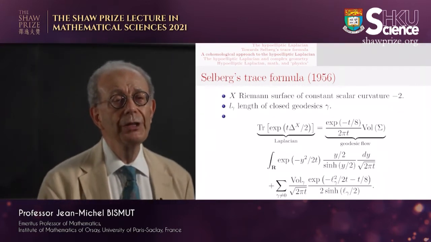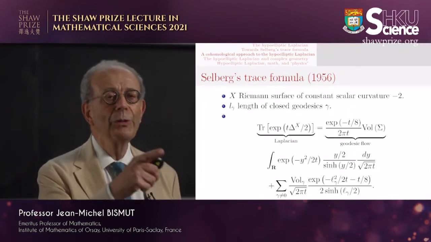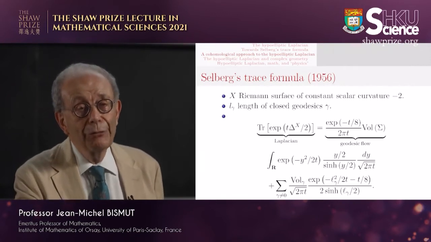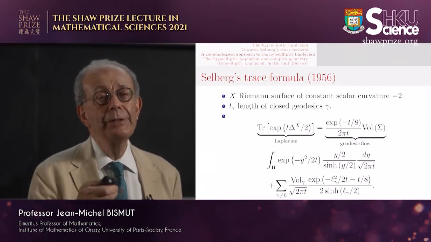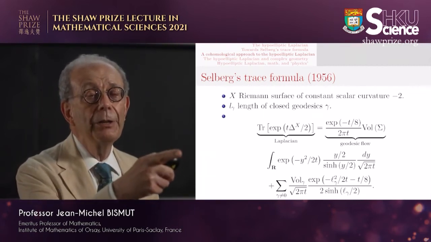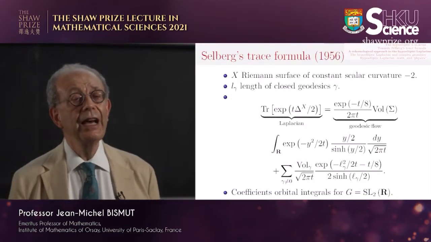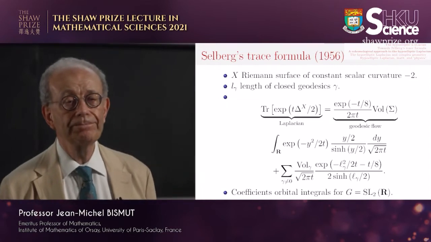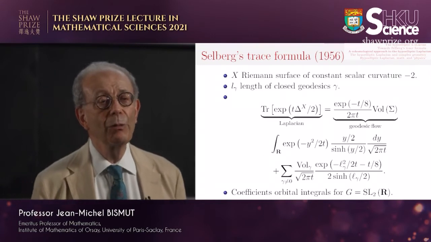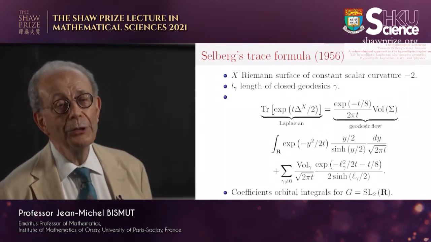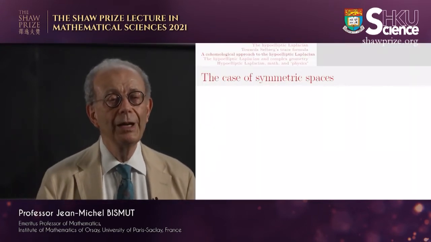Let me just mention here that the left-hand side involves the Laplacian, the right-hand side involves the geodesic flow, and we will think of such a formula as being obtained by interpolation between the left and the right-hand side using the hypoelliptic Laplacian. The coefficients in Selberg's trace formula are so-called orbital integrals in the case of the simplest non-compact Lie group SL2 of R.